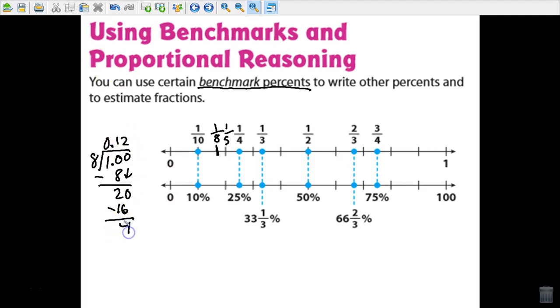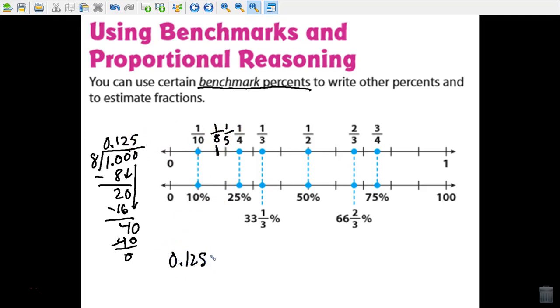We get a 4 right here. 8 doesn't go into 4, so we add another 0. Comes all the way down. 8 goes into 40 5 times. And then that's 40. Boom, 0. We're perfect. So we know that the decimal of 1/8 is 0.125.